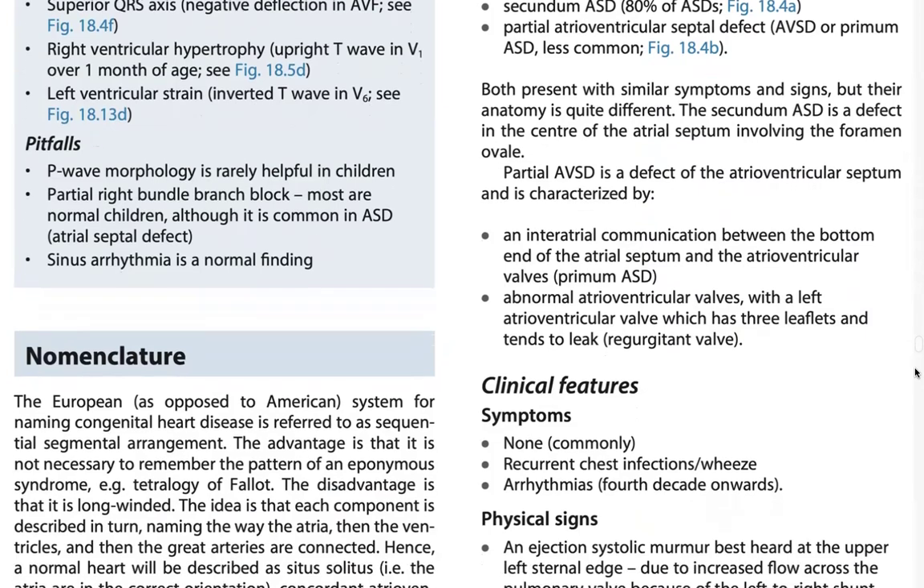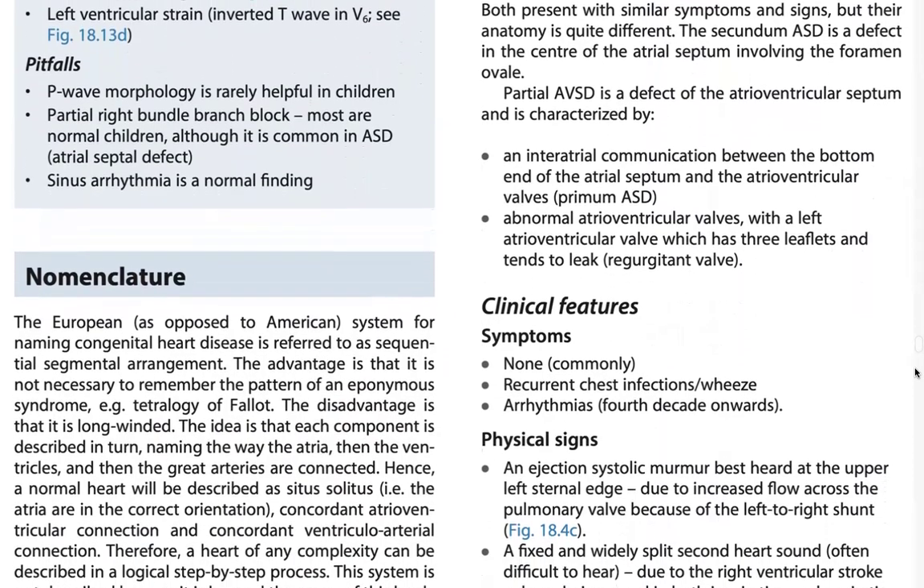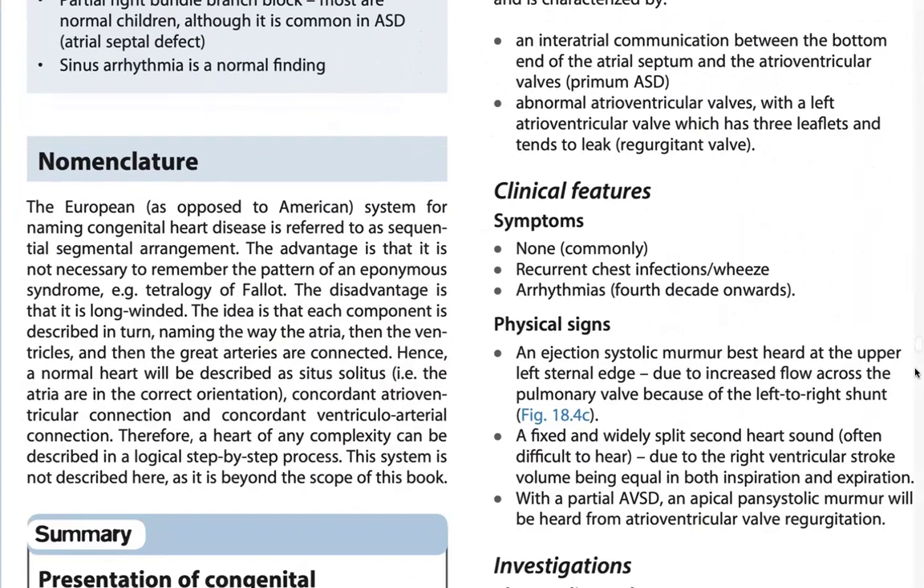Partial AVSD affects the septum, mainly the lower part, and about 20% of the bottom electrodes suffer. There is an abnormal left atrioventricular valve, which has seen effects and tends to be recurrent. Clinical features: symptoms are uncommon, with recurrent chest infections, and it may have four data parameters.